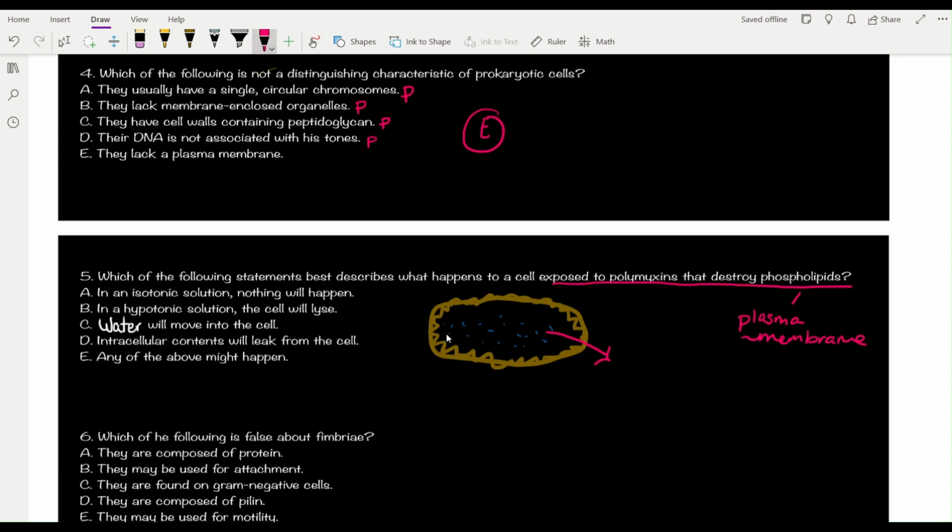D. Intracellular contents will leak from the cell. Since the plasma membrane is no longer there, this will give the opportunity for the contents inside the cell to leave the cell. And the answer is D.